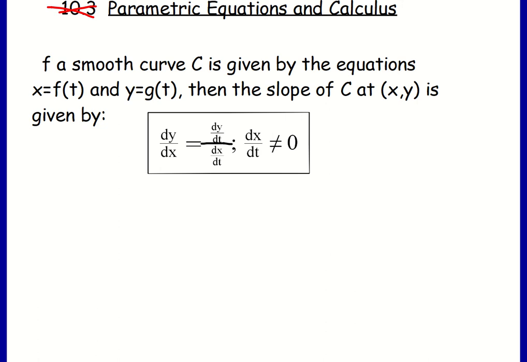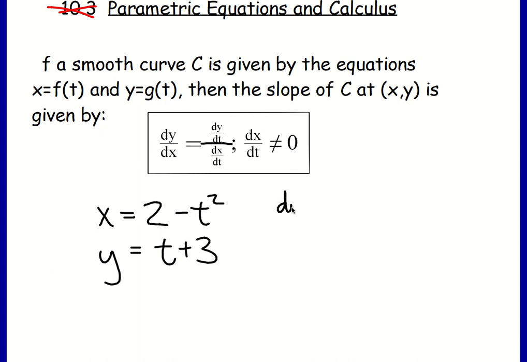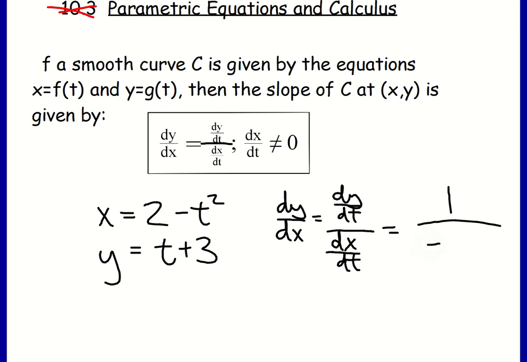So with the example that I had just looked at, we said that x was 2 minus t squared and that y was t plus 3. So if I wanted dy/dx, I would say, well, that's dy/dt over dx/dt. dy/dt is 1. dx/dt is negative 2t.